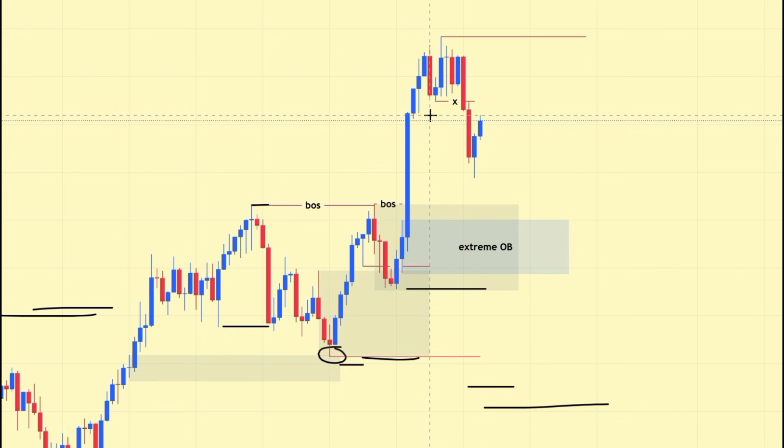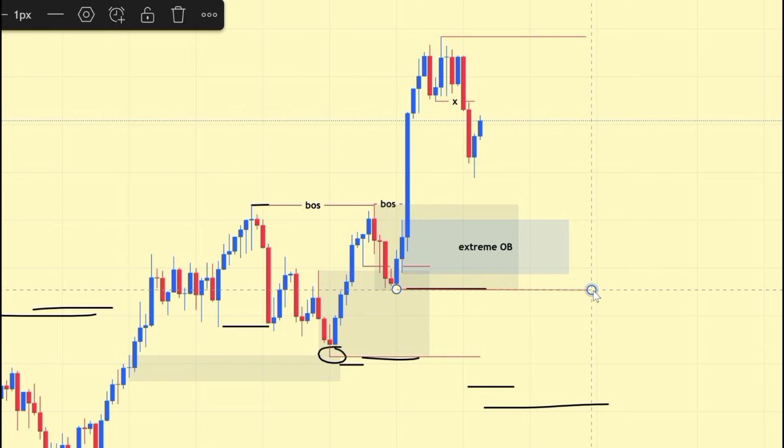In this case, this is a major inducement, so this means that a break past this low by a wick is a valid change of character. So if price now reverses back and breaks past this swing point low, even by a wick, that will be a valid change of character because the dealing range has a major inducement.